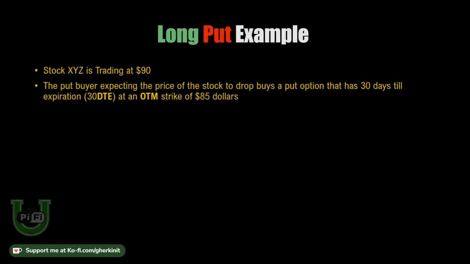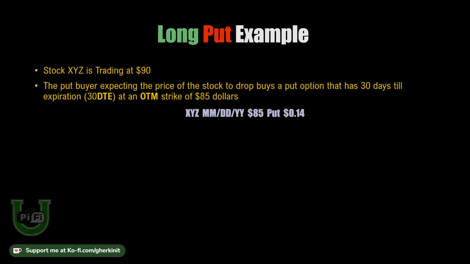Now let's take an example of a long put. Stock XYZ is trading at $90. The put buyer, expecting the price of the stock to drop, buys a put option that has 30 days till expiration, or 30 DTE, at an out of the money strike of $85. Remember, for puts, if the strike is below the current trading price, it is considered out of the money.